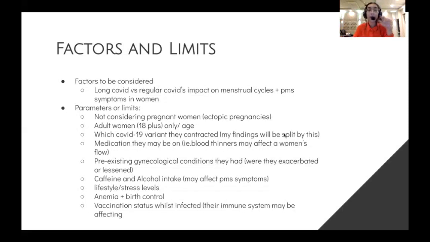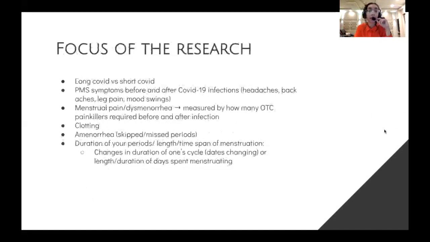Apart from this, any medication they may have been on, since blood thinners can affect menstrual flow, and lifestyle factors, because lifestyle can affect menstrual health, perhaps by causing amenorrhea due to stress. Caffeine and alcohol can exacerbate PMS symptoms as well, according to certain research. Of course, we will also be looking at their vaccination status and any pre-existing gynecological condition they may have had.